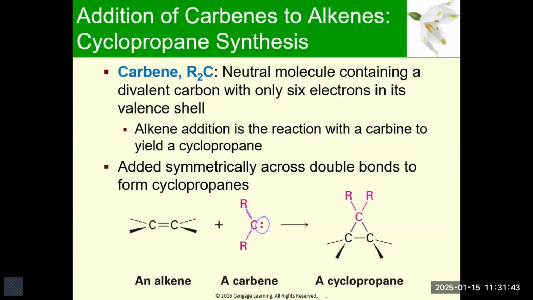So, alkene addition is a reaction with a carbene to yield a cyclopropane, adding asymmetrically across double bonds to form cyclopropanes. Okay, so as you can see, what you're going to have is this cyclopropane being created. So let's look at it a little deeper.